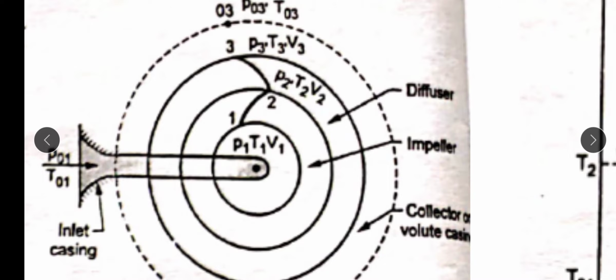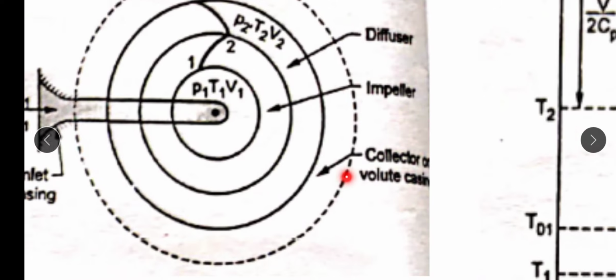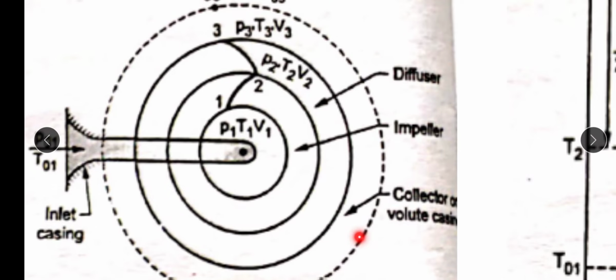Definitely, before this air is collected in the cylinder where we store the compressed air, even at point 3 we have a certain velocity of the air, and after some time it will automatically settle and the velocity decreases in the reservoir. So this 03 point shows the collector or volute casing.